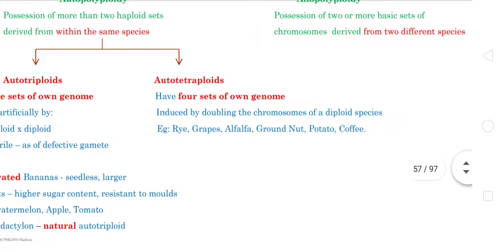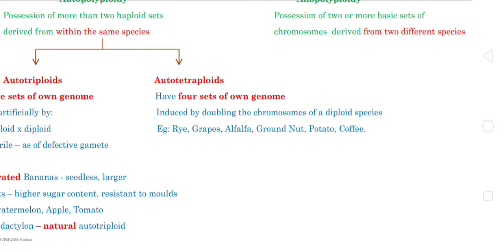Whereas in autotetraploid, tetra means 4, having 4 sets of copies of the chromosomes, so doubling of the chromosomes happens here. For example, if an organism has 2 sets of chromosomes, 2n, then with the help of some chemical they double the chromosomes. 2n into 2 is equal to 4n. So this is called an autotetraploid, having 4 sets of genes, induced by doubling the number of chromosomes.